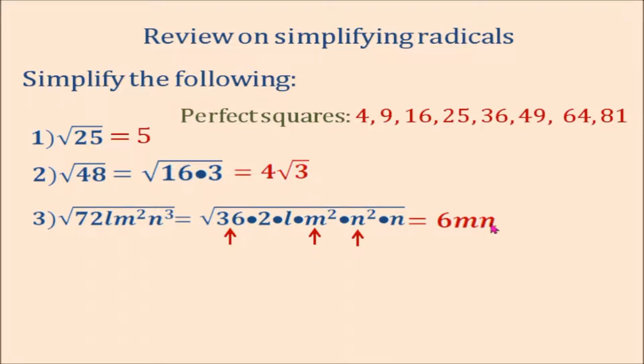And those that are not perfect squares stay under the square root sign. They are 2, l, and n. So we have our answer, 6mn square root of 2ln.